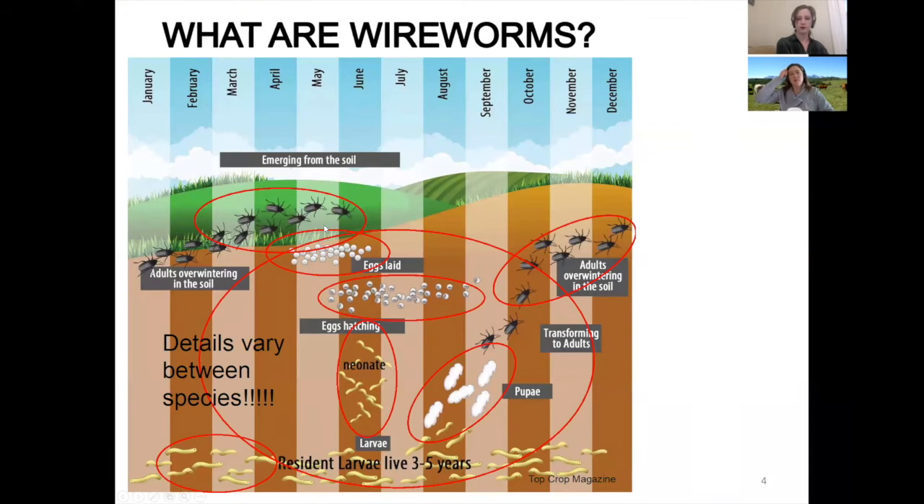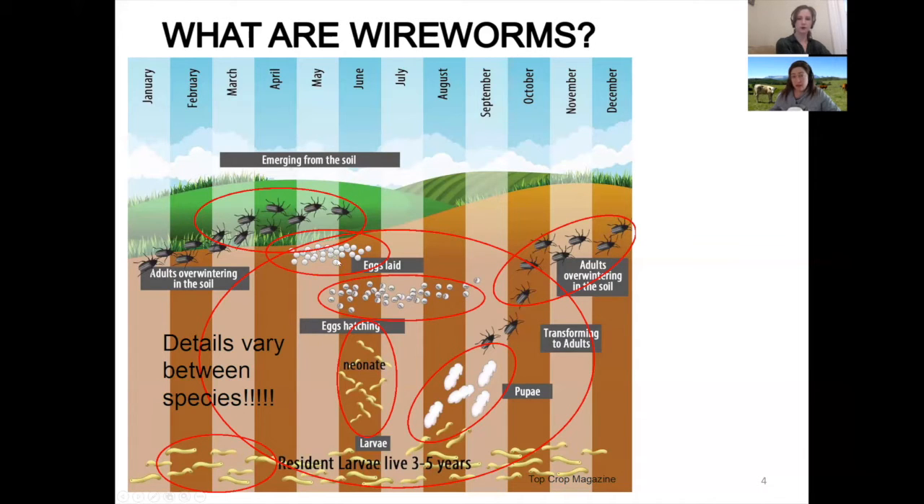Let's talk about their life cycle. We're talking about a multi-year life cycle for most of the species that we deal with. This audience is from across Canada, so depending on what region of the country you're in, you're going to have different species or sets of wireworm species. But in general, the adults will overwinter in the soil. In the springtime, those adult beetles will emerge and come to the soil surface, where they'll find each other and mate if they need to. Not all species need to mate. Then they'll lay eggs in the soil, in May and June.